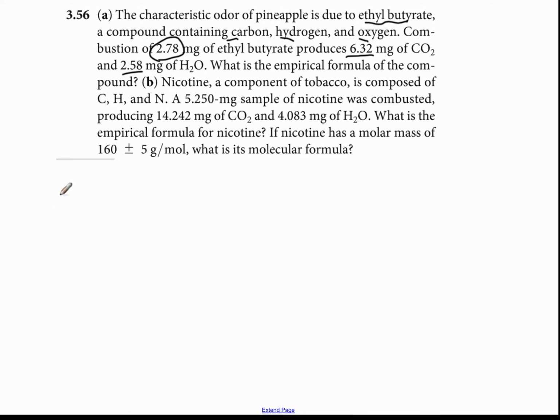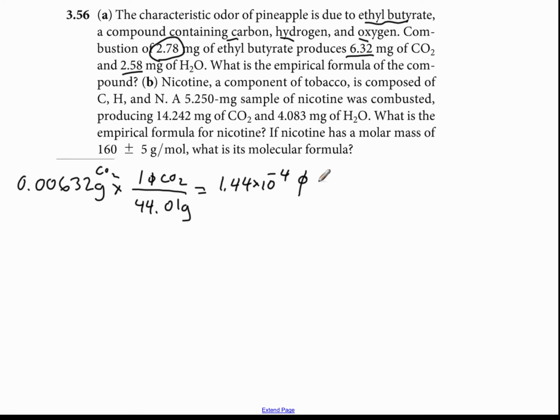Since we're dealing with masses, the first thing that we're going to do is convert the masses of these substances to moles. So I'll explain how we do this. We're going to start off with 0.00632, because that's milligrams, so grams of CO2 in that case. Then divide by the molar mass to get moles of CO2. So here's our value: 1.44 times 10 to the negative fourth moles of CO2.